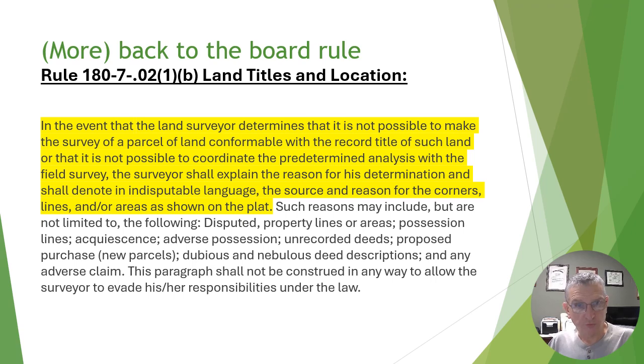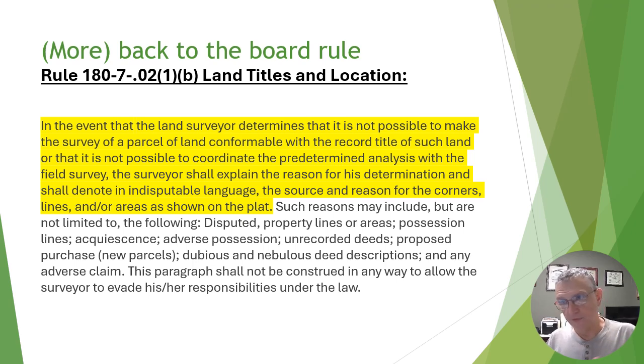1B of this rule tells us what to do in the event that the land surveyor determines that it is not possible to make the survey of a parcel of land conformable with the record title of such land, or that it is not possible to coordinate the predetermined analysis with the field survey. The surveyor shall explain the reason for his determination and shall denote in indisputable language the source and reason for the corners, lines, and or areas as shown on the plat.